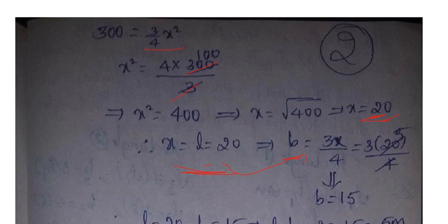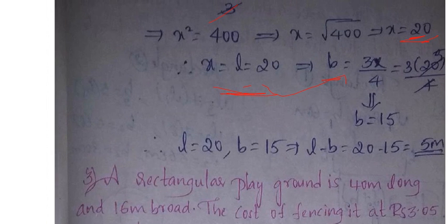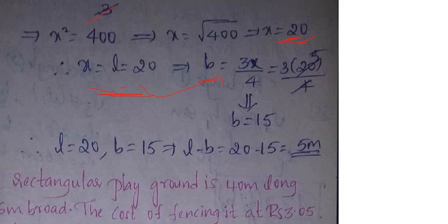They asked us to find out what? The difference between the length and the breadth. Yes or no? Difference between length and breadth means what? L minus B. Now we got the value of L as 20. Substitute here, breadth as 15. That is L minus B equal to 20 minus 15 equal to 5 meters. This is our answer, friends.